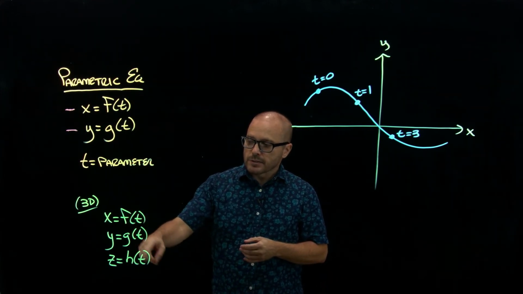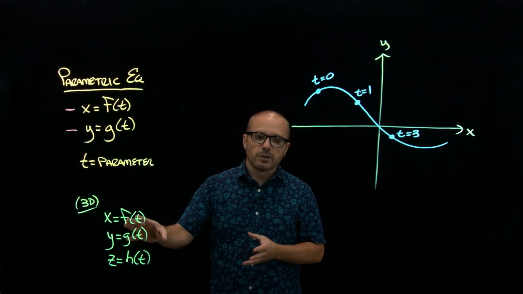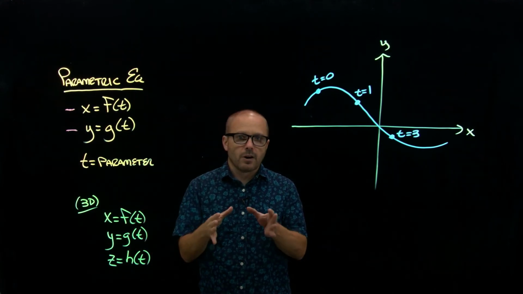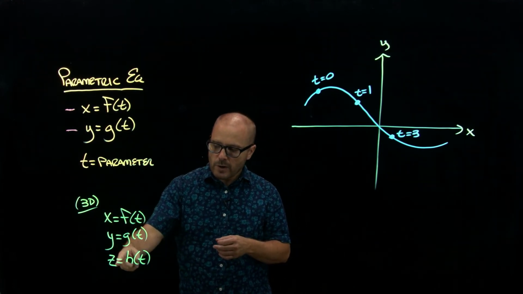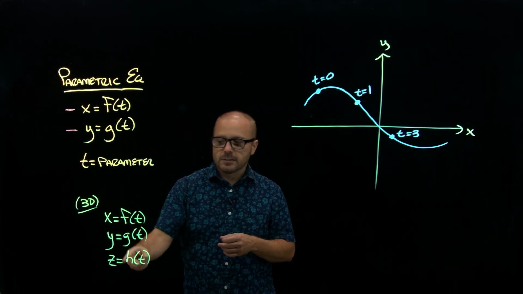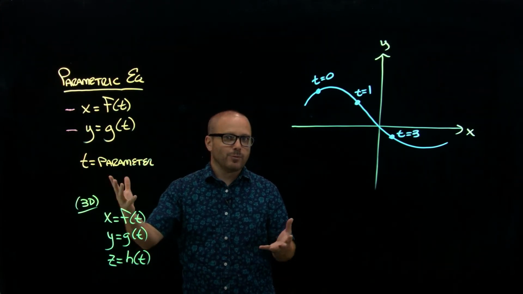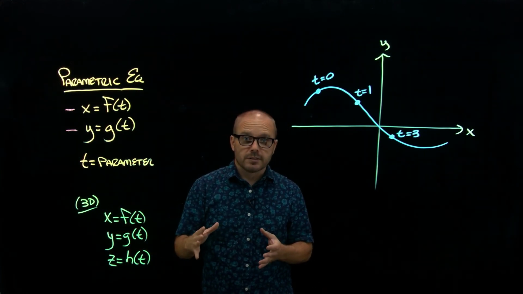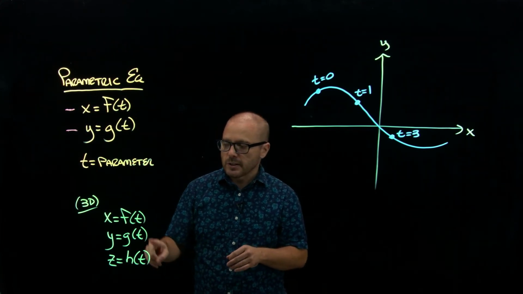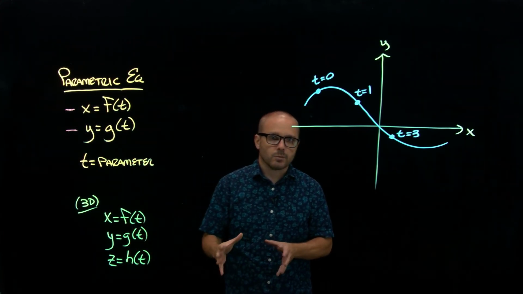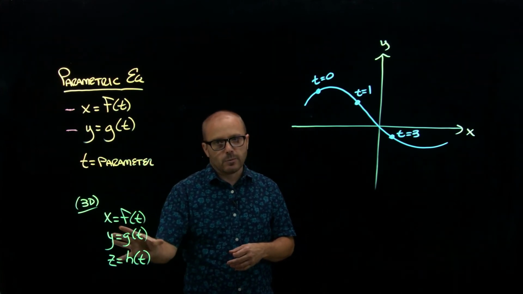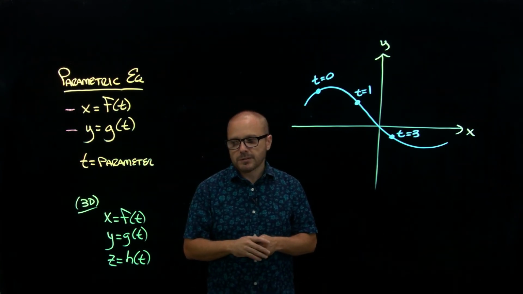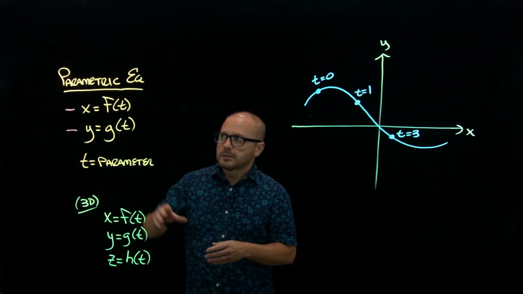Now, in Calc 3, there's another benefit. It turns out that when you're in three-dimensional space, you have no options. This has to be the way to do it. A Cartesian equation, if you try and write an equation that relates x, y, and z, say x plus y plus z equals 4, you're going to get a plane. Equations involving x, y, and z will generate surfaces. So actually, even if you don't care about motion, the only way to get a curve in three-dimensional space is with a parametric. So parametrics become crucial once we move to 3D. And we'll be talking about curves in three-dimensional space in Calc 3.